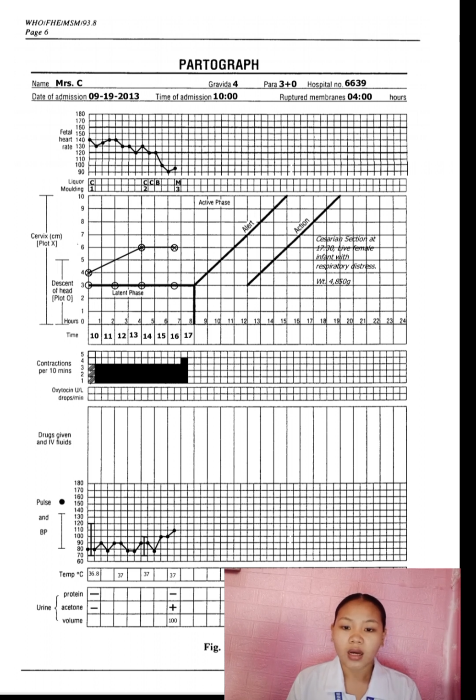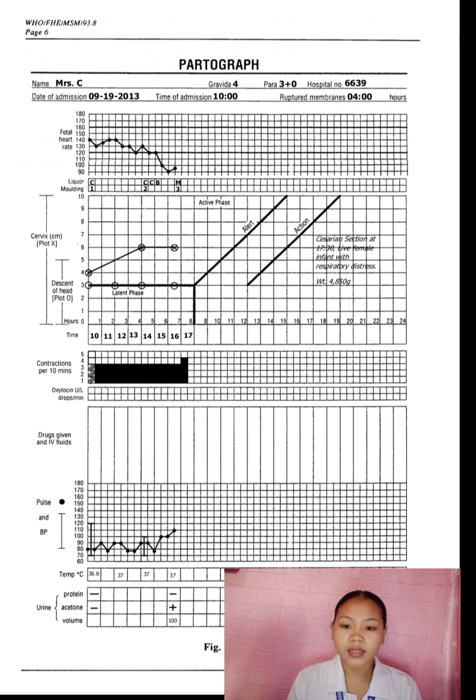So, the name of our patient is Mrs. C. She was admitted last September 19, 2013. She is gravida 4, para 3+0. Her time of admission is 10 o'clock and her hospital number is 6639. Her ruptured membrane is 4.